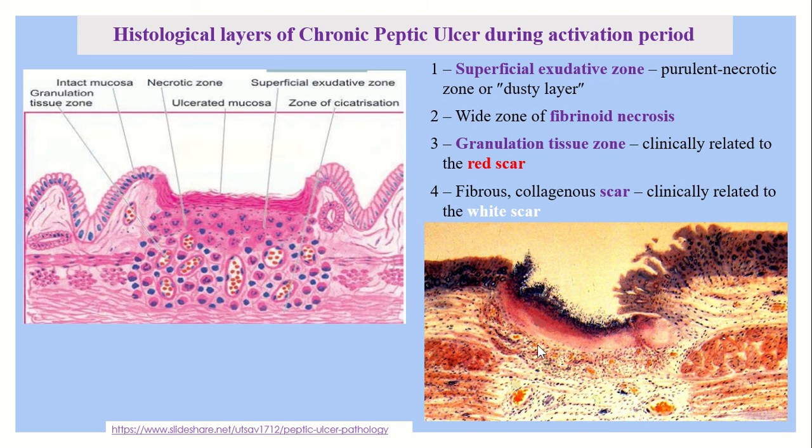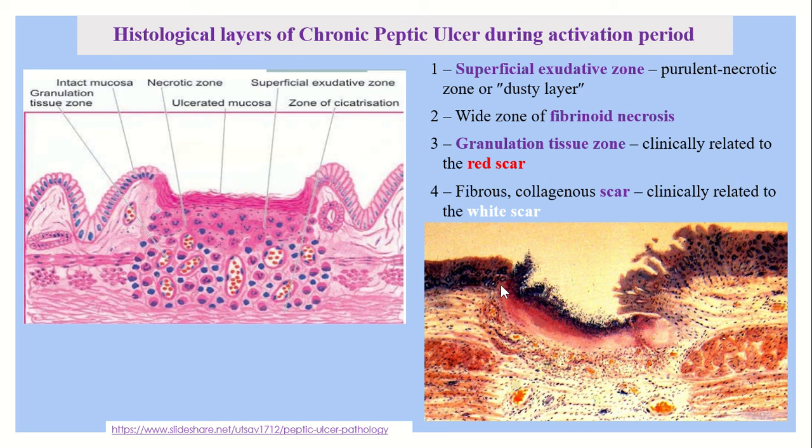Then granulation tissue, we see here, this is the newly formed connective tissue, and the fibrous tissue that we can find here. Endoscopically, during the activation, the endoscopists show the granulation tissue. They call it the red scar. But during the remission, they see the whitish structure that they morphologically relate to the scar tissue.